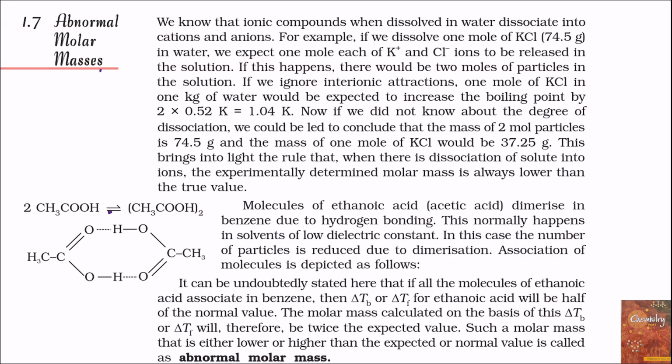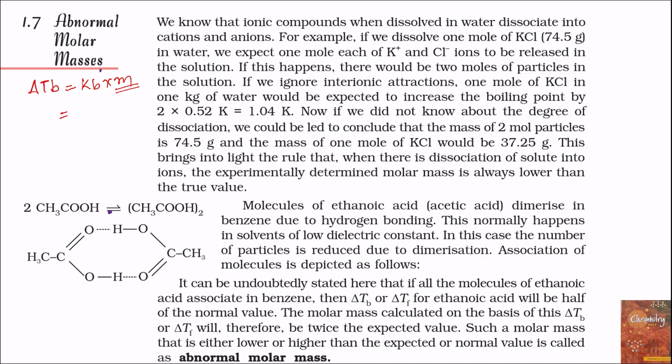Abnormal molar masses. Now, what is abnormal molar mass? There are 4 types of colligative properties, and using those colligative properties, the molar mass of an unknown solute can be calculated. For example, consider delta Tb. Delta Tb is the elevation in boiling point. This is equal to Kb into m, where m is the molality of the solution.